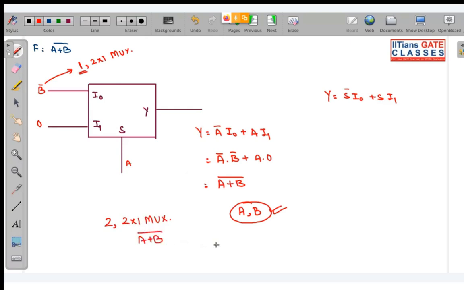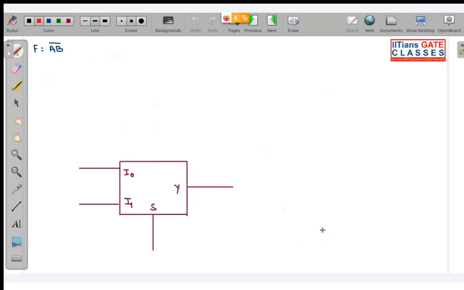Or you can even say 2 cross 1 mux and 1 inverter. Tell me, is this clear everyone? Why 1 is wrong? I asked you guys, tell me what will be the total number of 2 cross 1 mux so that we can construct this function. Okay, fine. Let us move forward.